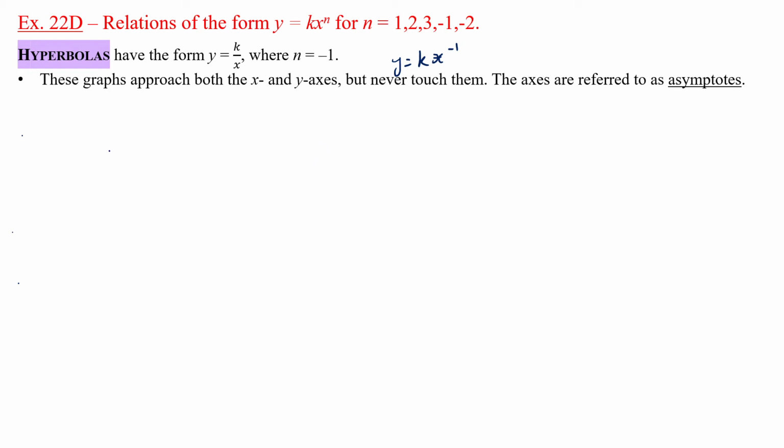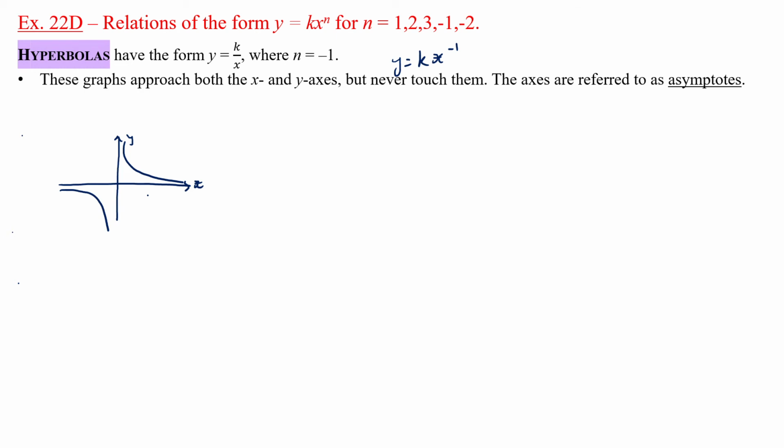Again, we're not looking at any sort of movement in this course. If I have my x and y axes, these graphs look a little bit like this. They approach both x and y axes in the quadrants, but they never touch them. What that means is that we call the x and the y axes asymptotes. The graph never actually touches them. It will approach those lines, but never physically cross over them.